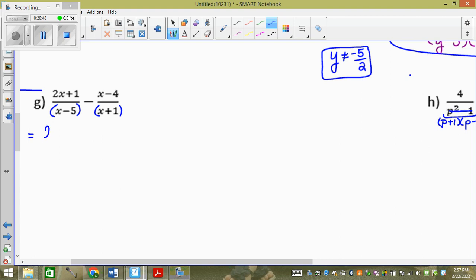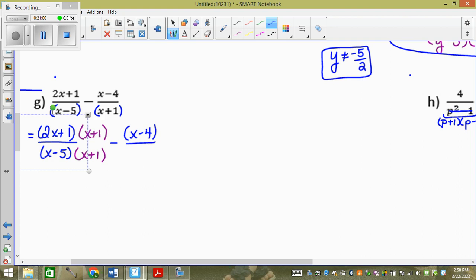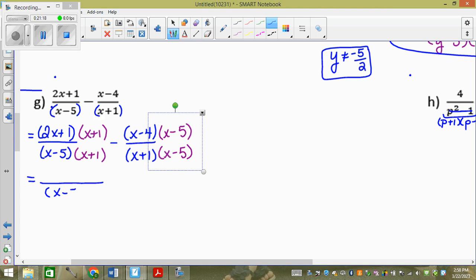So we get 2x plus 1 over x minus 5. And we need to multiply this one by x plus 1. We don't distribute our denominators. And we get x minus 4 over x plus 1. And I have to multiply this one by x minus 5. We distribute our numerators. We do not distribute our denominators. So my denominator is going to be x minus 5, x plus 1. If you distribute them, you're going to have to factor them back out, because that's how we get our NPVs. Right, Jonas?